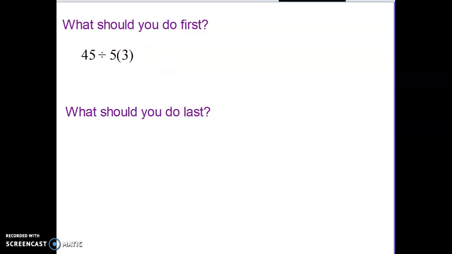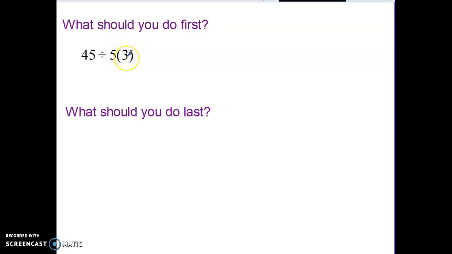All right, let's do one more. How about this one? What do you think you should do first? All right, you should divide. This is a little bit tricky because people think parentheses. I should do parentheses before division, right? But look inside the parentheses. Is there anything to do there? Not at all. It's just a 3.